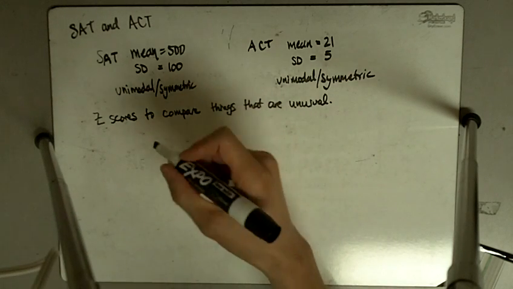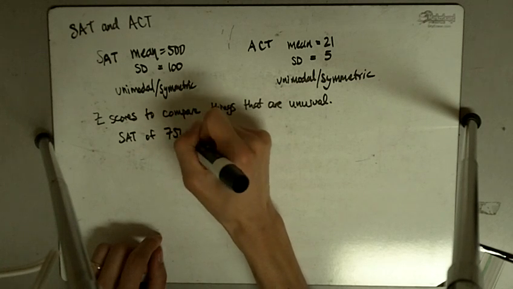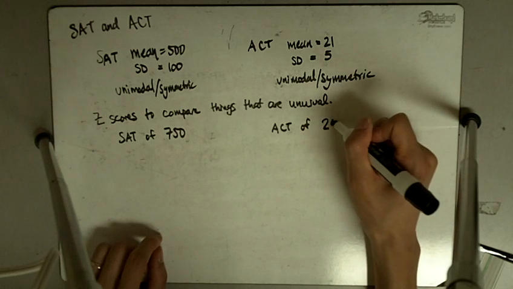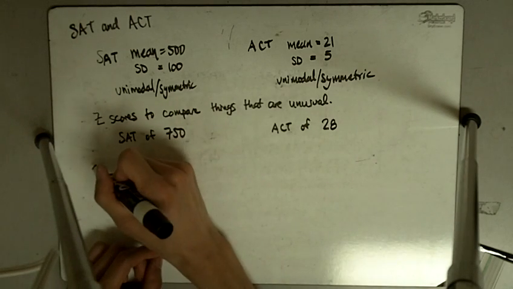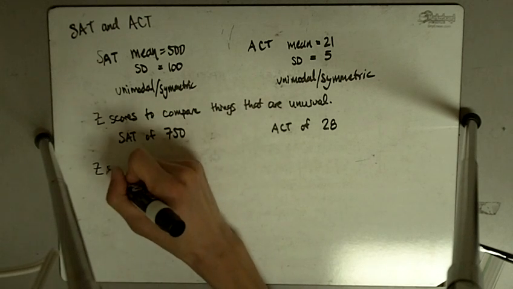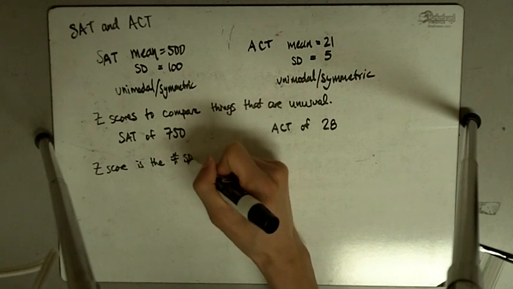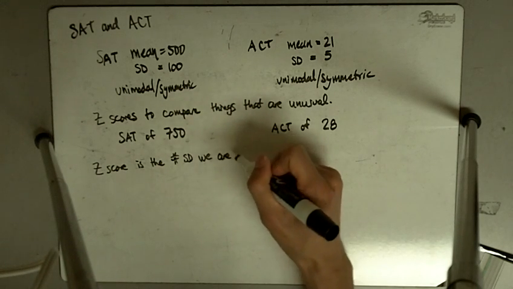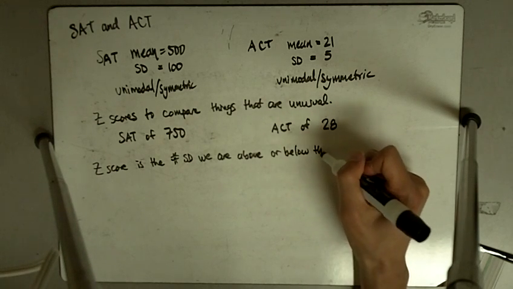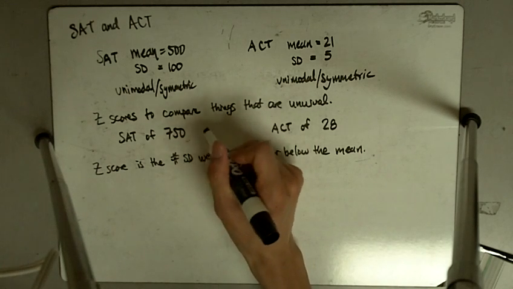So in this case, we want to know, we have an SAT score of 750 or an ACT score of 28. All right, so let's ask, what is the z-score that corresponds to this SAT score? So a z-score is the number of standard deviations we are above or below the mean. So how many standard deviations above the mean are we?